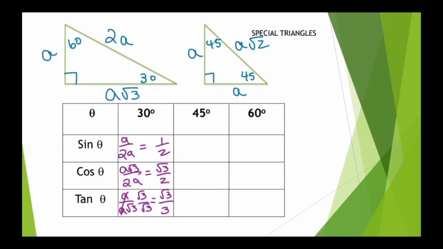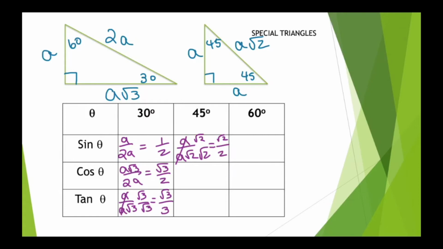Let's do the 45-degree angle, which is over here. The sine of that 45 is the opposite over the hypotenuse, which is A over A square root 2. My A's will cancel, and I'm going to rationalize the denominator and make it square root 2 over 2.